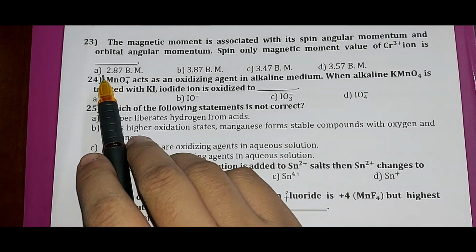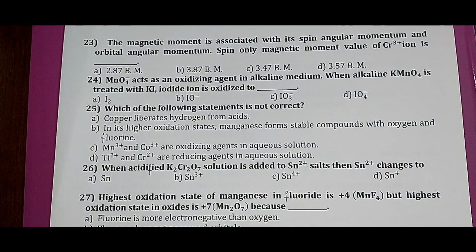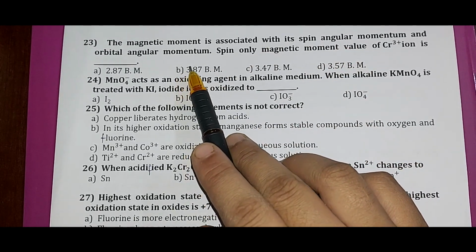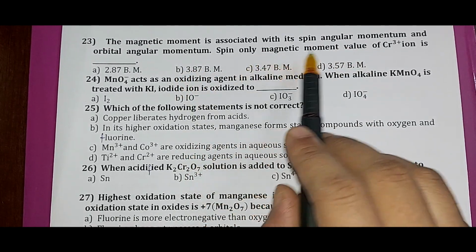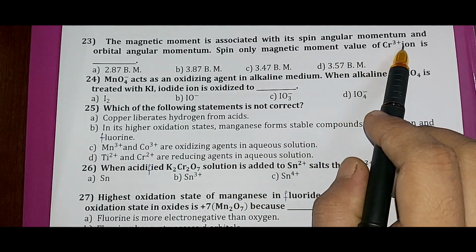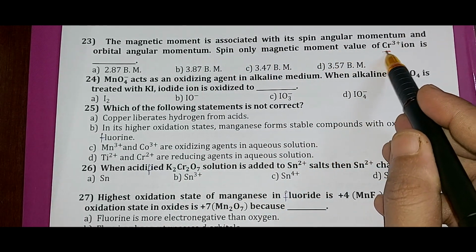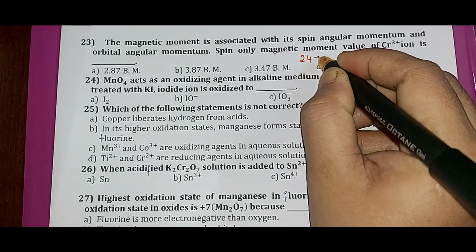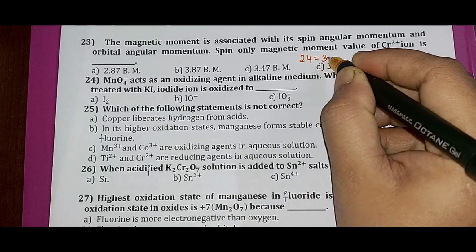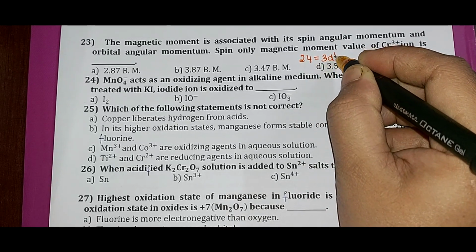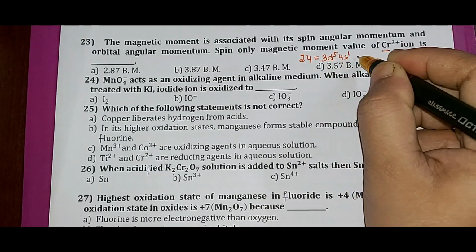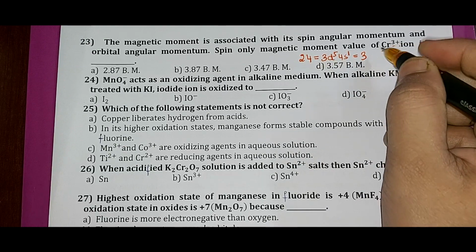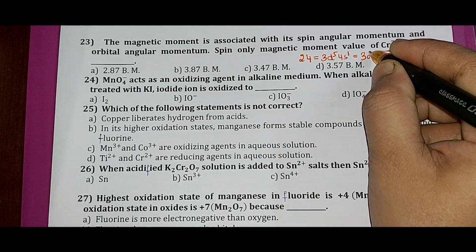Next is question number 23. The magnetic moment is associated with its spin angular momentum and orbital angular momentum. Spin only magnetic moment value of Cr3+ ion is? So Cr3+, that is chromium. Atomic number of chromium is 24. Cr3+ electronic configuration of outer shell. Electronic configuration of chromium is 3d5 4s1. Removal of 3 electrons, plus 3 means removal of 3 electrons. So the resulting configuration here becomes 3d3.